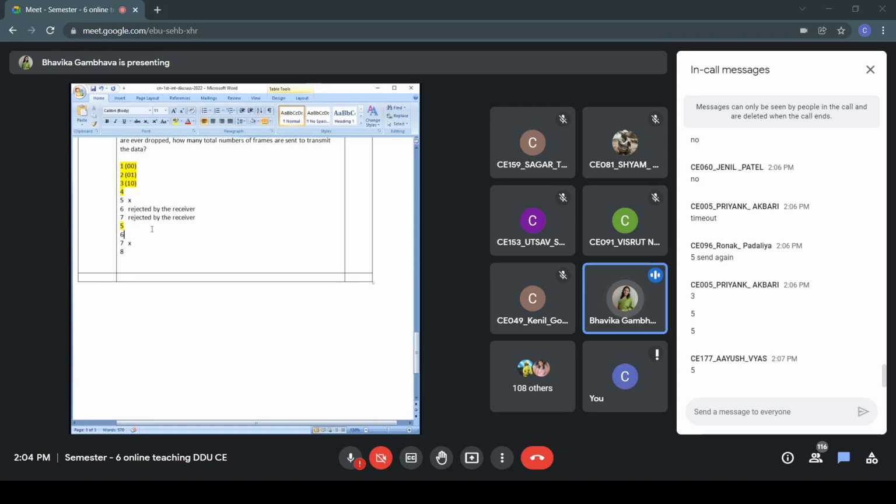Now receiver has received 5. It is getting 6, which is also correct. So acknowledgement of 6 will be generated. 6 is also delivered. So what will I do? I'll send 9.